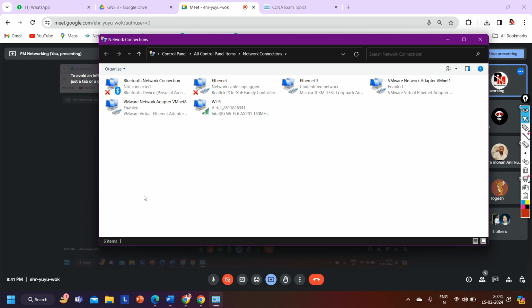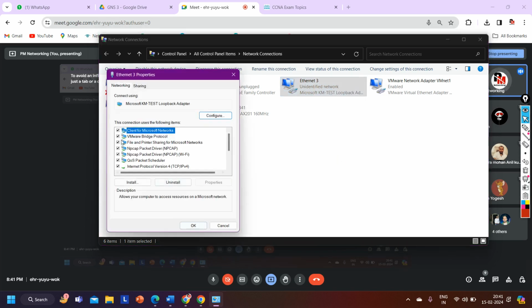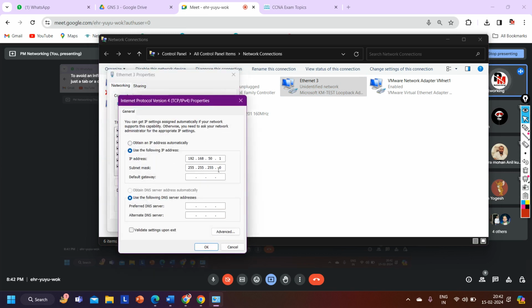Fine, it will work. Yes. So these are the interfaces on my computer. Let's say I want to configure an IP on this Ethernet 3 interface. So I will right click over here, go to properties, then select IPv4. You can see Internet Protocol version 4. You will double click over here and you can see now here you can assign an IP.